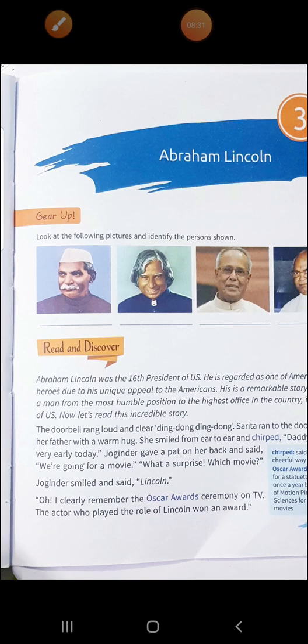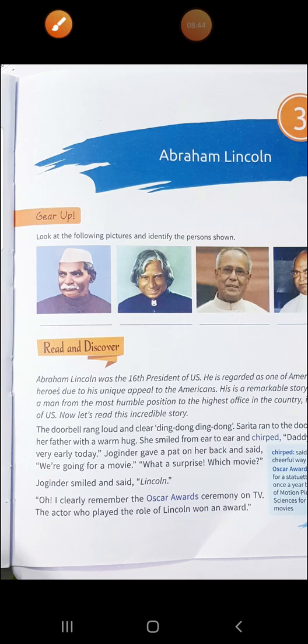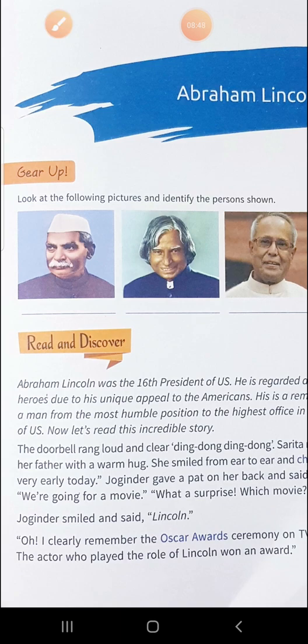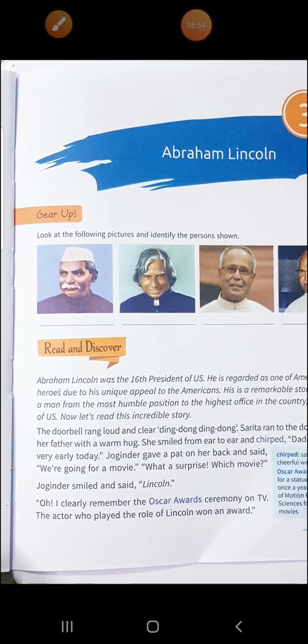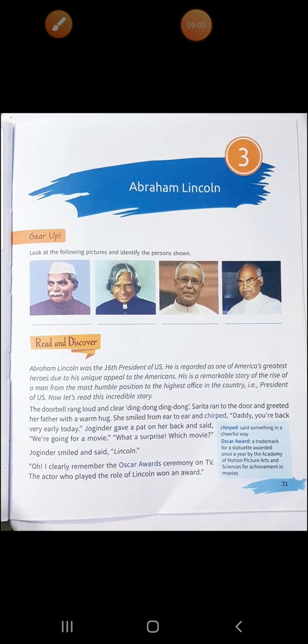So Sarita said that I remember that I have seen this Oscar award ceremony on TV. Now see what she said. The actor who played the role of Lincoln won an award. And she said the actor who played the role of Lincoln, he won an award. Alright, so in the Oscar, that person has won an award. I hope this much is clear.